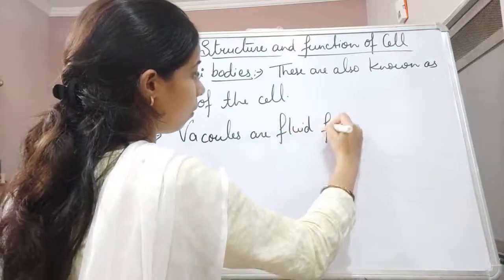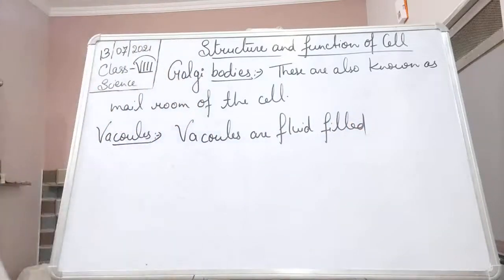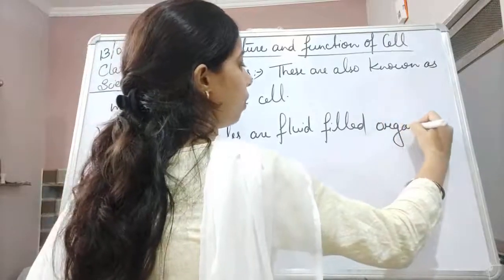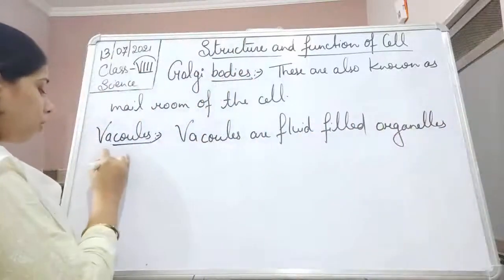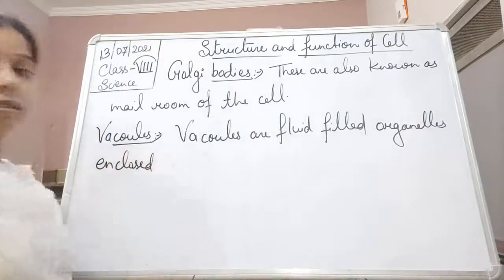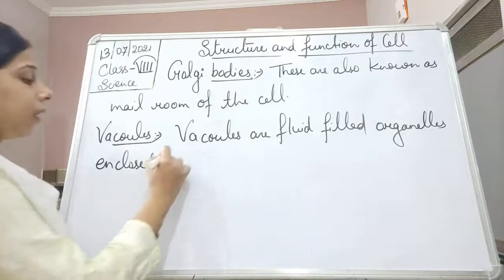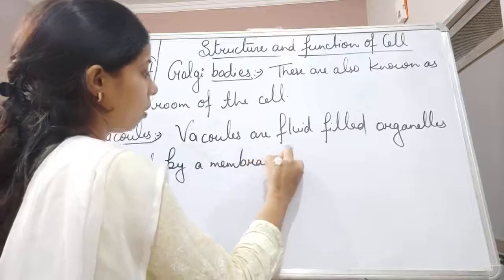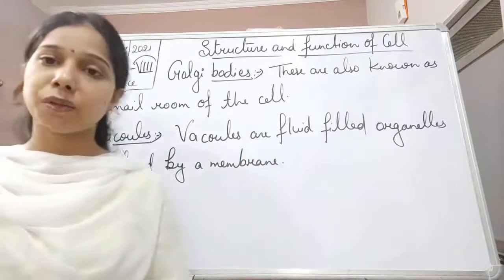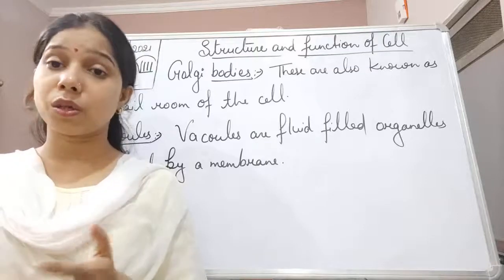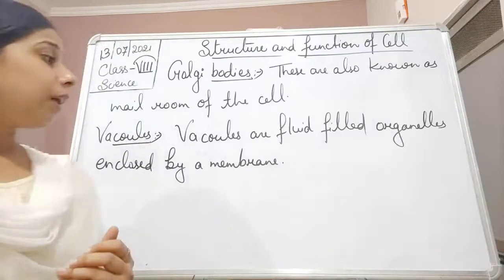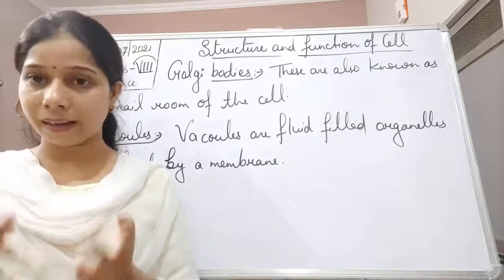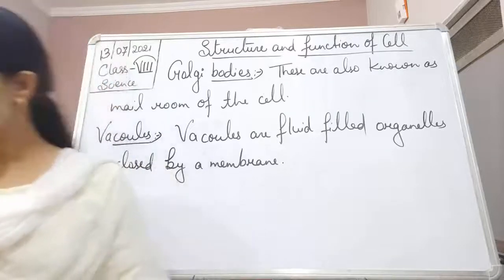fluid filled organelles enclosed by a membrane. Okay, these are fluid filled, meaning these organelles consist of a fluid in them, and they are enclosed by a lining, by a covering which is called a membrane.